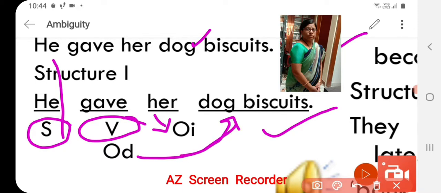Now what is the meaning of this sentence? This subject he gives something to a girl, that is indirect object. And what he gives is the dog biscuits. Now what are these dog biscuits? The biscuits that are made for dogs.